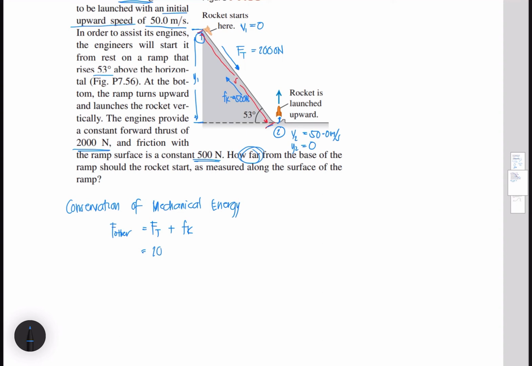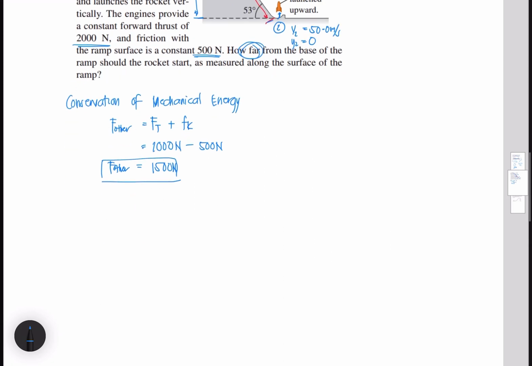So we can say, and that is 2,000 newtons minus, we have there 500 newtons, which is now equal to 1,500 newtons. And so we have there the other forces, or we have the non-conservative forces. Okay, pinagsama lang natin yung non-conservative forces.